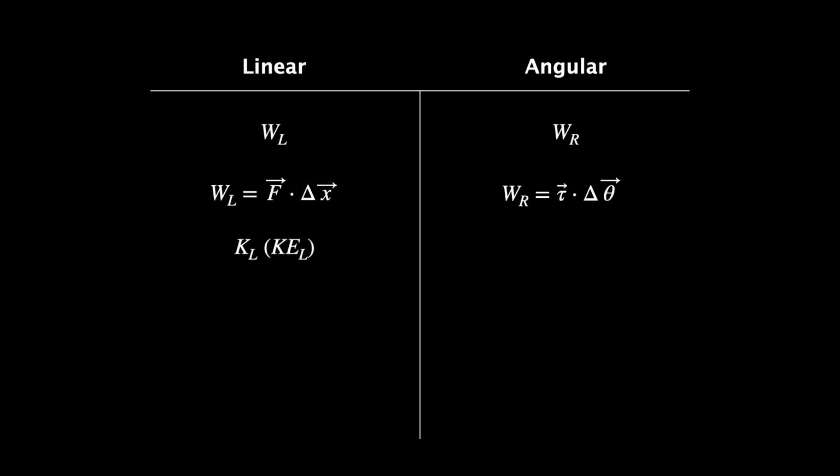For kinetic energy, in the linear fashion, that was expressed as 1/2 mv squared. In the rotational frame, that will again go through the one-to-one substitution as 1/2 I omega squared.